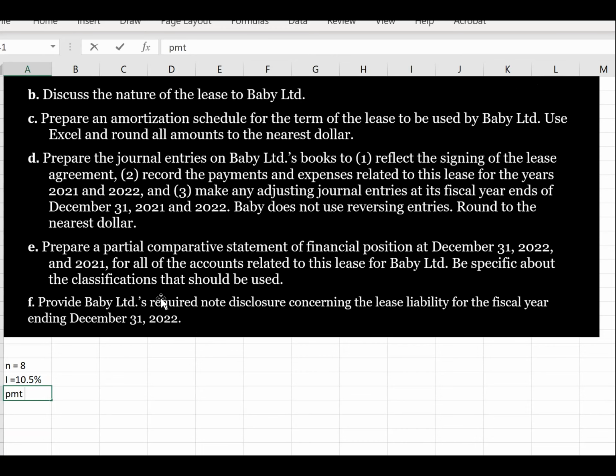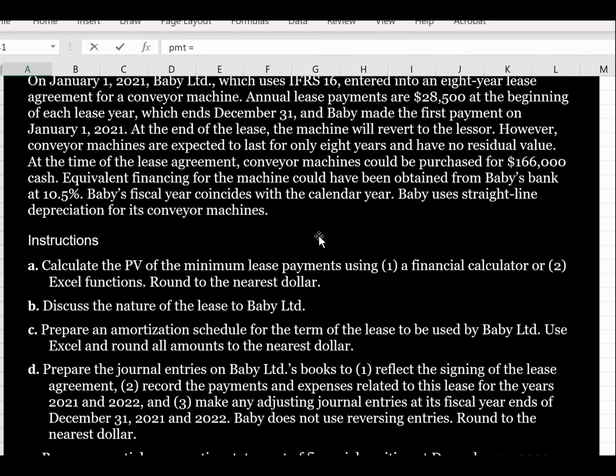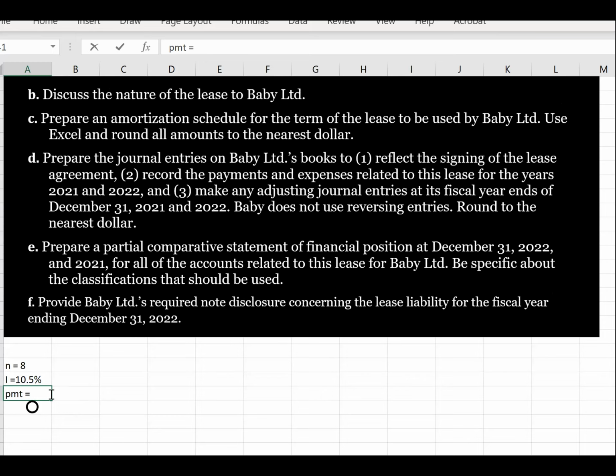The payment on this lease, so what are the payments? It says the annual lease payments are $28,500 at the beginning of each year. So we've got minus 28,500. And beginning of period, of course, BGN. And we've got a future value of 0. There's no guaranteed residual value.